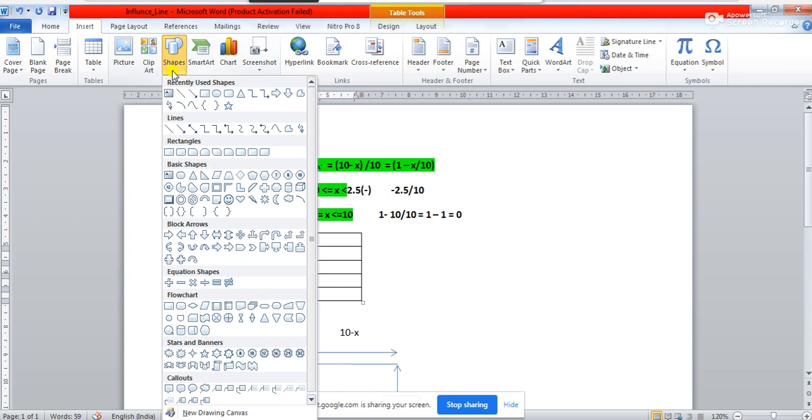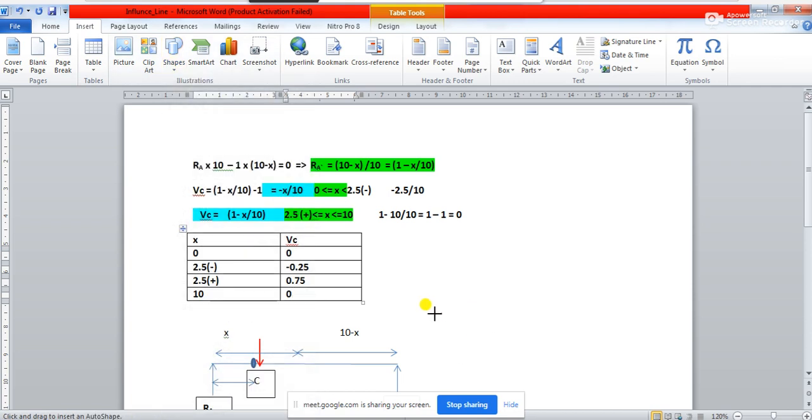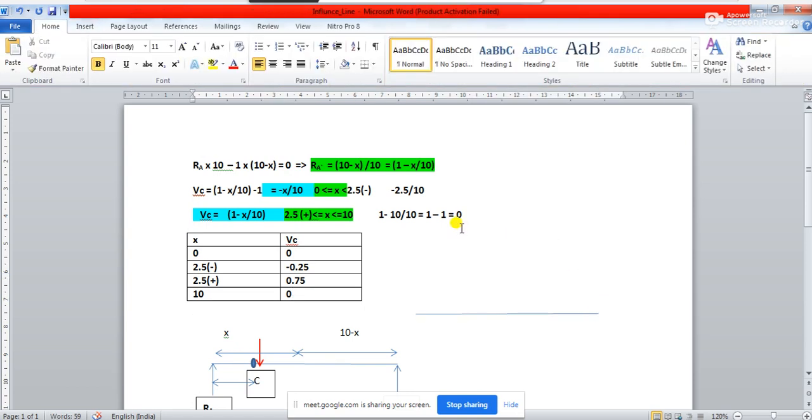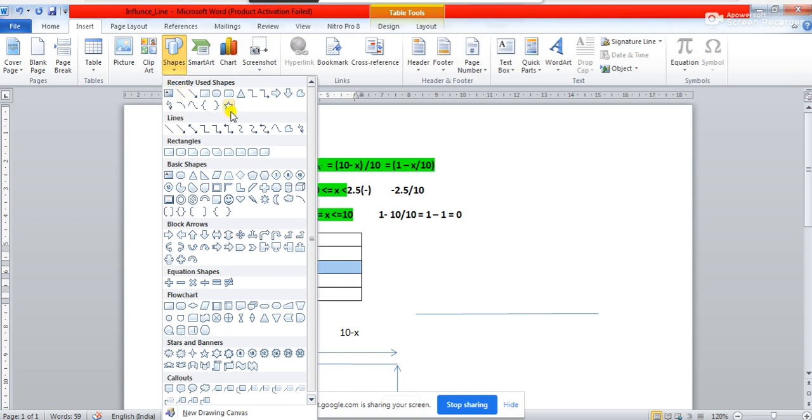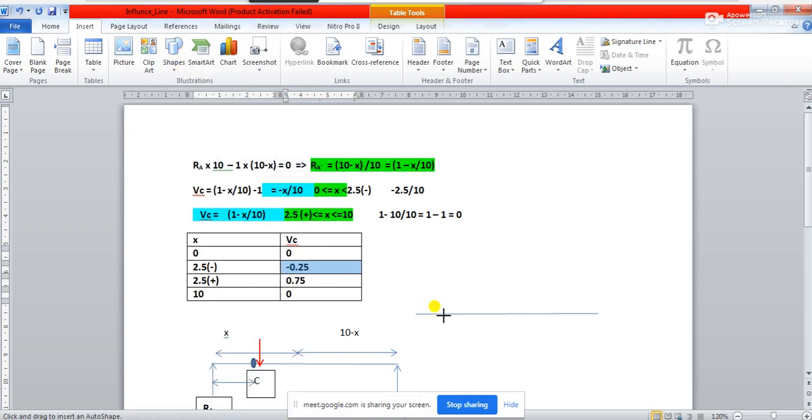Then let us try drawing the influence line diagram. How do I draw it? Exactly the same way. Along the axis of the beam, let's say I take a line like this. Then you see, at x equal to 0, the value is 0. At x equal to 2.5, the value is negative, and negative values will be drawn downward, okay. So let's say at x equal to 2.5 it is coming here.